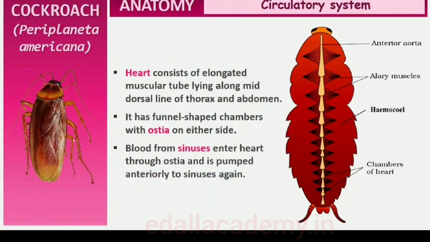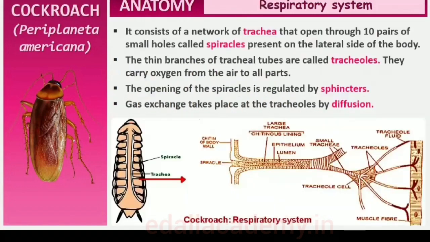The heart of cockroach consists of an elongated muscular tube lying along the mid-dorsal line of the thorax and abdomen. It is differentiated into funnel-shaped chambers with ostia on either side. Blood from the sinuses enters the heart through ostia and is pumped anteriorly to the sinuses again.